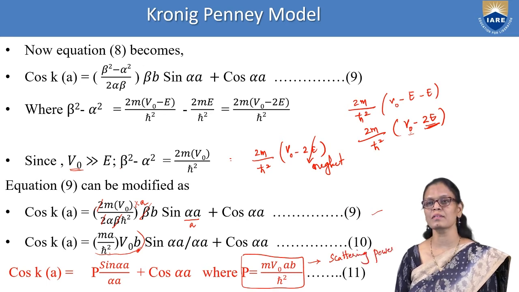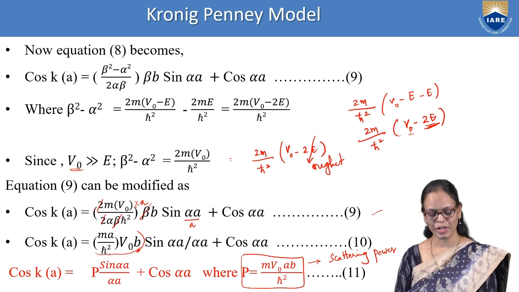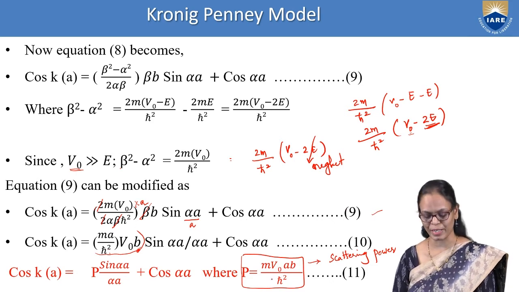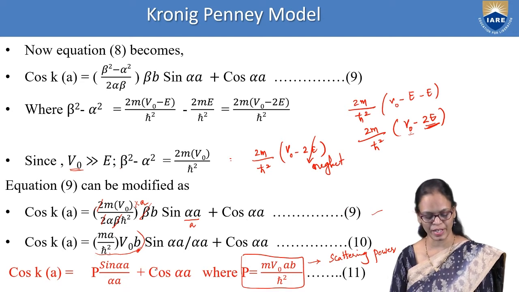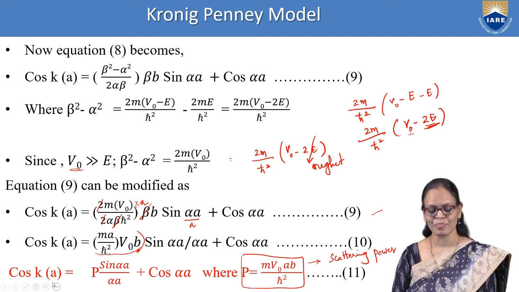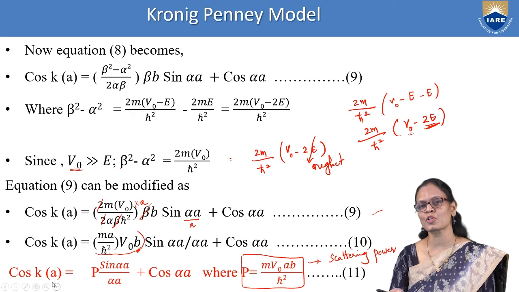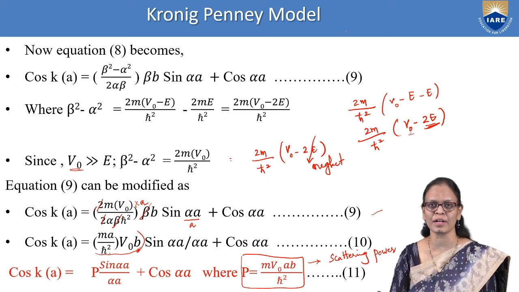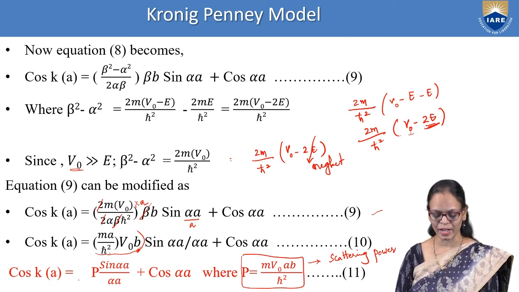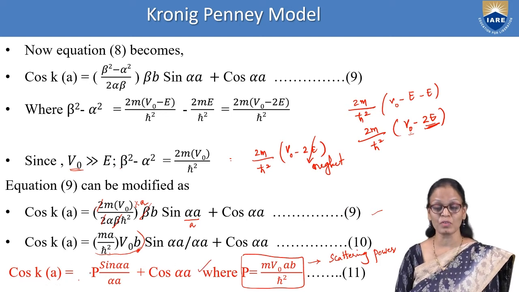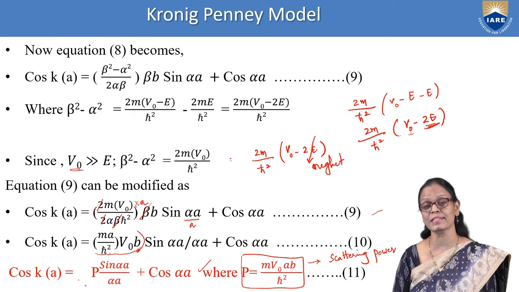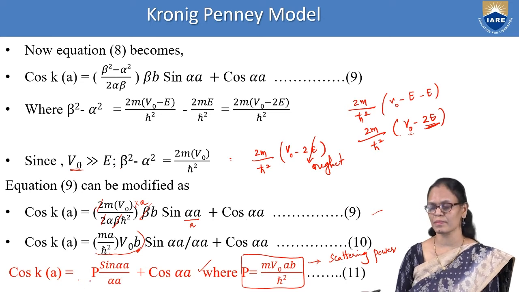P here is called the scattering power. So for all these constants, we have put P. So P sin alpha a by alpha a plus cos alpha a is equal to cos ka. Actually, if you see in your curriculum, it is okay even if you are not writing all the steps. After substituting the conditions in the Schrodinger wave equation, you will arrive at this, and we will be majorly focusing on this equation: how we plot the graph, and how we analyze the graph and obtain the results.